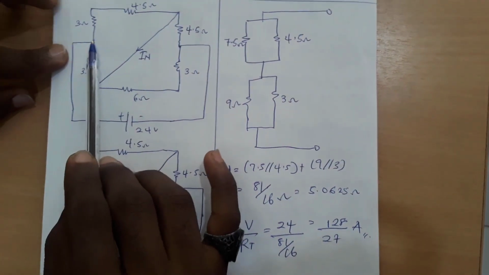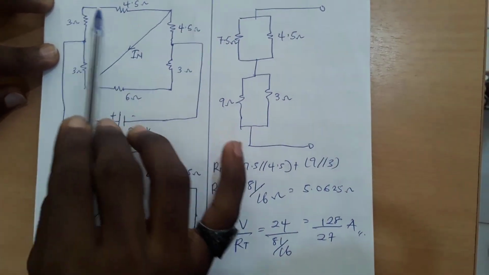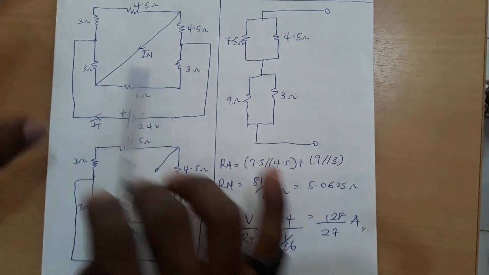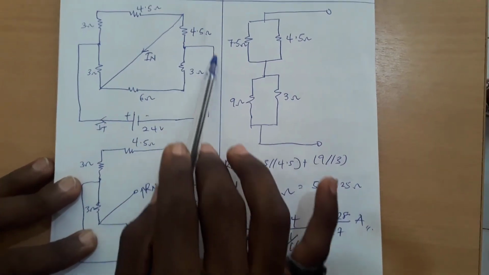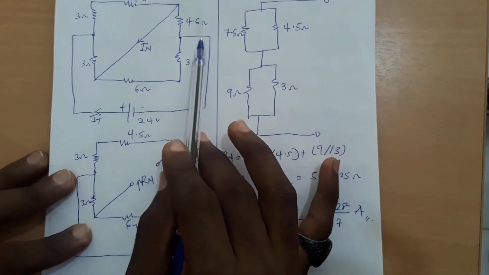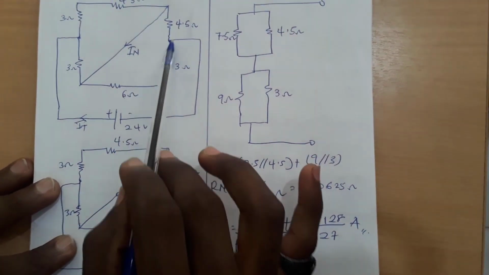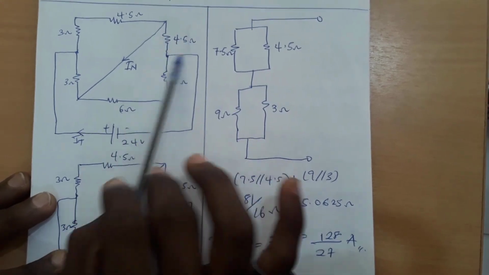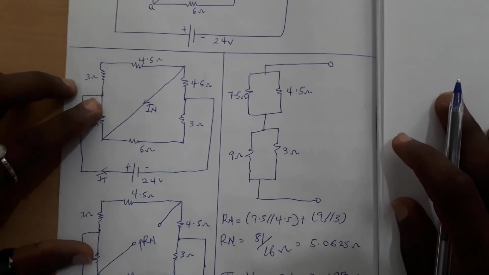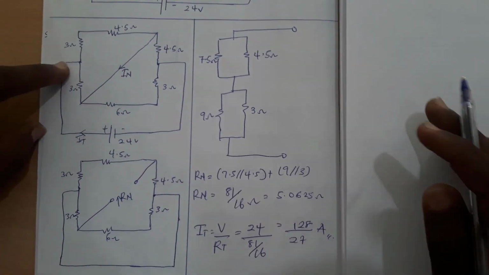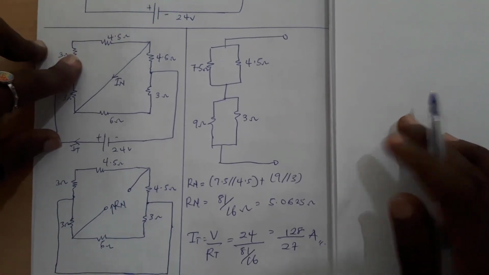So from here we can use current division to know the current flowing through this branch, and we know that after current goes to every resistor, it will join here and come back. So we know that the total current here also is the same 128 over 27. So from here we can use current division to know the current through this 4.5 ohm resistor. So let's see how it will happen. We see that the total current coming to this junction is 128 over 27.